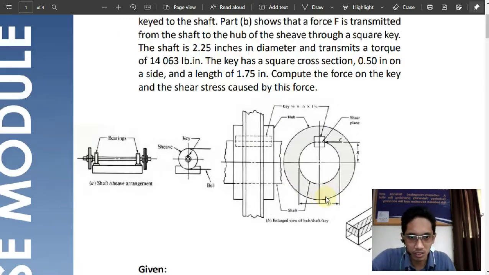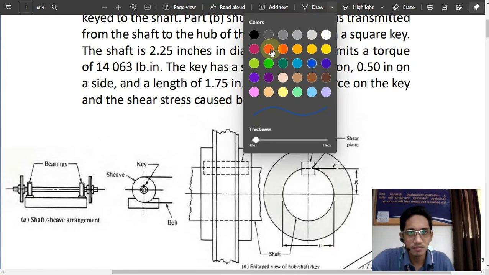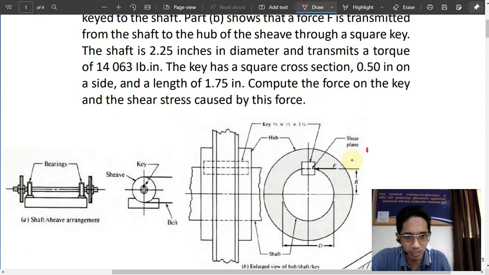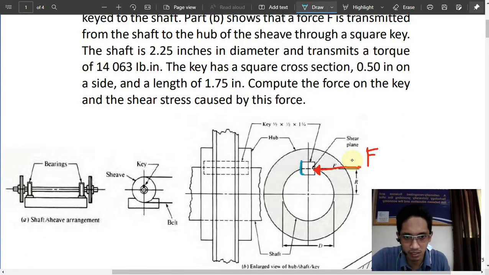Part B shows that the force F is exerted at that point. The force F is transmitted from the shaft to the hub of the sheave through a square key. So this is the square key. It is transmitted through that key.